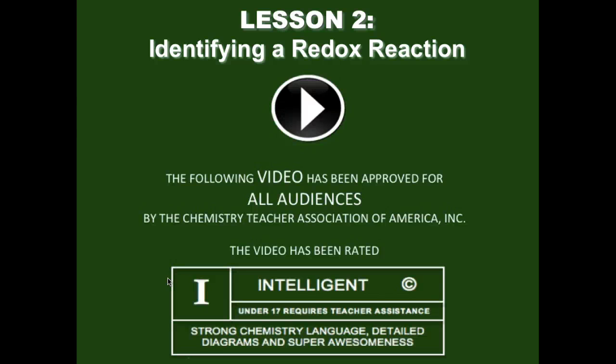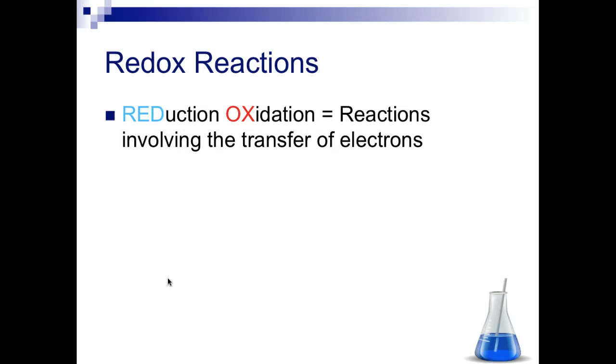Alright guys, let's talk about lesson 2, which is identifying a redox reaction. Redox reactions occur when reduction and oxidation happen, and that's because there is a transfer of electrons. So in these kinds of reactions, it's different than what we saw in the last unit where elements switch partners and make new things. These reactions occur when electrons transfer.